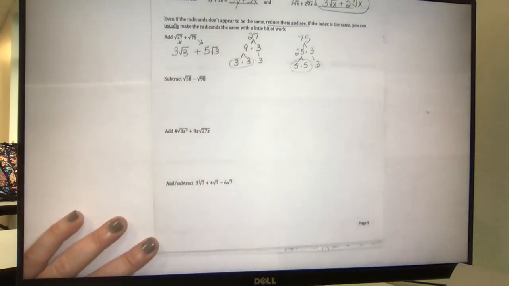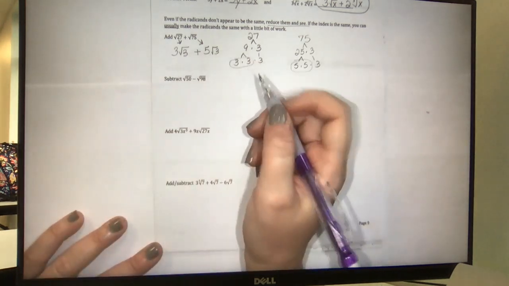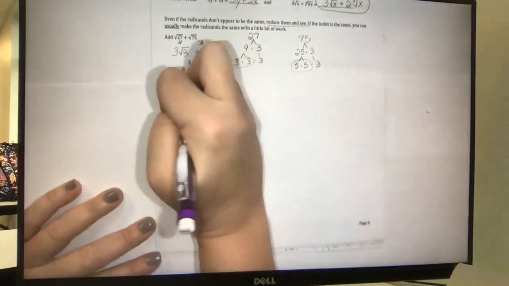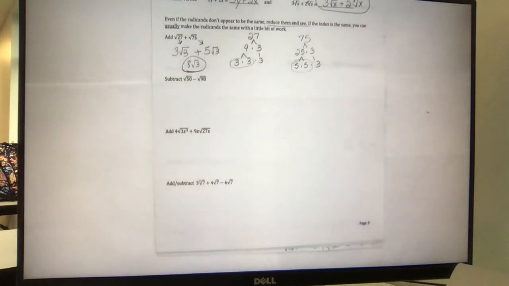Look at that. Can I combine 3 root of 3 and 5 root of 3? Sure, because now I have the same radicand. So what is 3 root of 3 plus 5 root of 3 going to give me? 8 root of 3. Remember, your index doesn't change, your radicand doesn't change. There you go. Perfect.